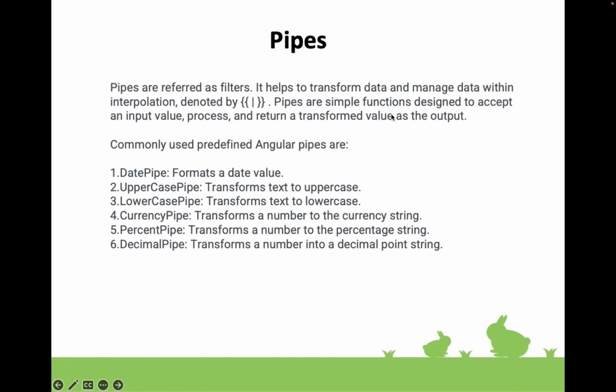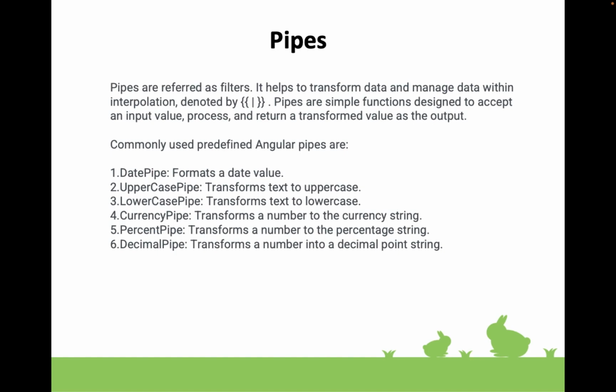Okay, so pipes are simple functions designed to accept an input value, process and return a transformed value as an output. So basically you can understand it as any person going to the makeup room, and the makeup room transforms these persons into some beautiful persons. So this is like the pipe. If you enter the data into the pipes, you can see it will transform the data in a beautiful manner.